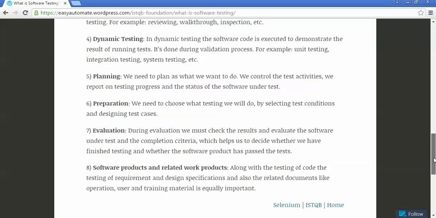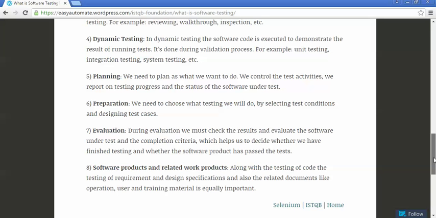Point 8, software product and related work products. Along with the testing of code, the testing of requirement and design specification and also related documents like operation and user training materials is equally important. So whenever we do testing, it's not just that we do testing, but we also have to provide proper documentation so that the other stakeholders can see what we have done.